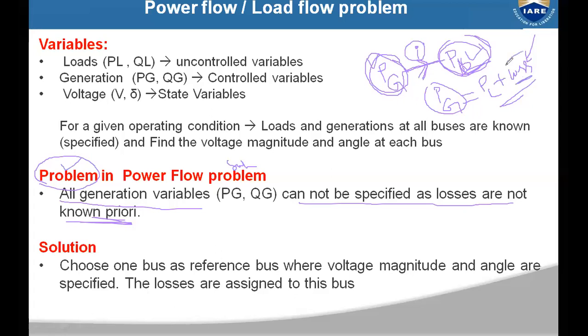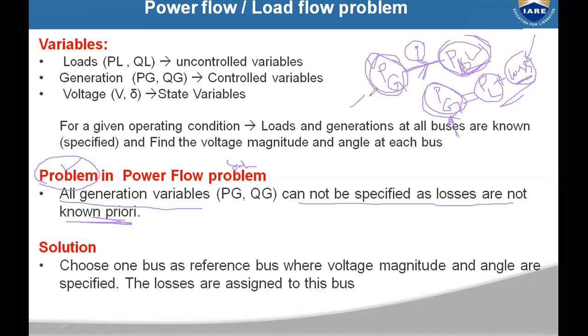If you cannot determine the losses, even though you know the power demand at the load, you cannot know how much generation you should do, right? How much you have to generate, you don't know unless you know the losses. So this is a big problem in the load flow solution.